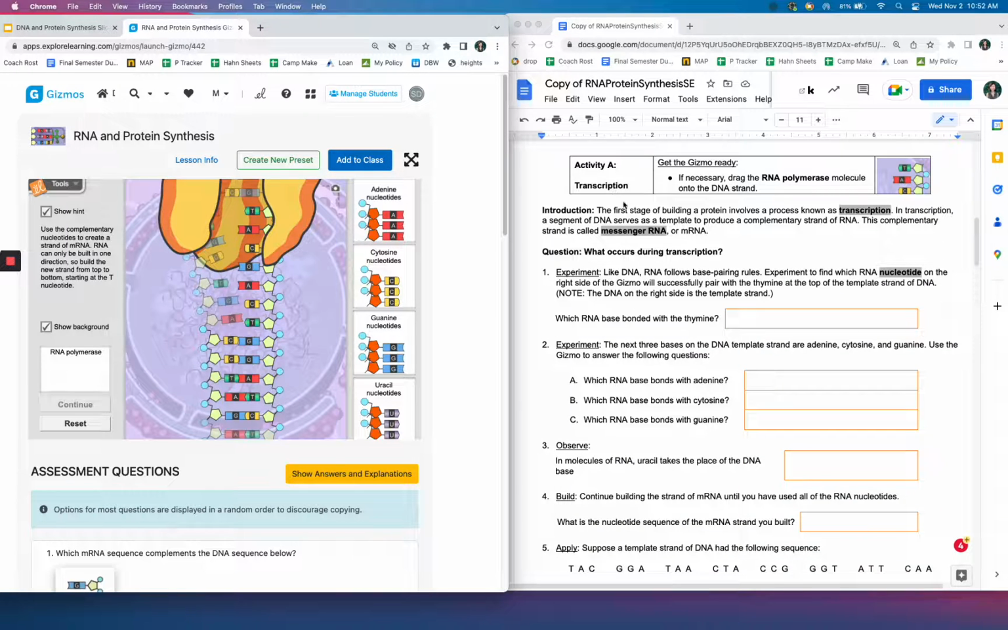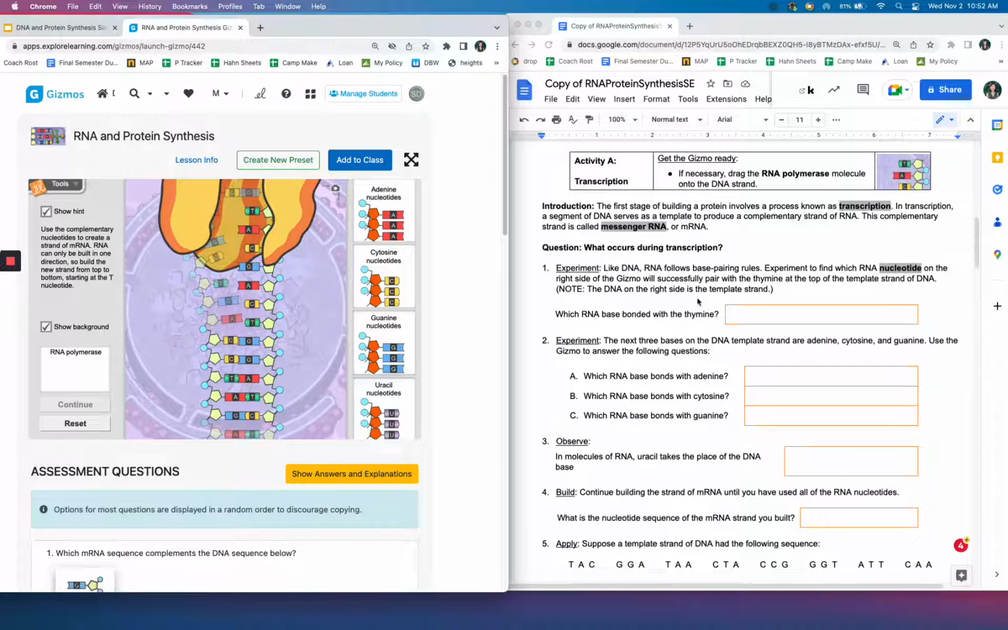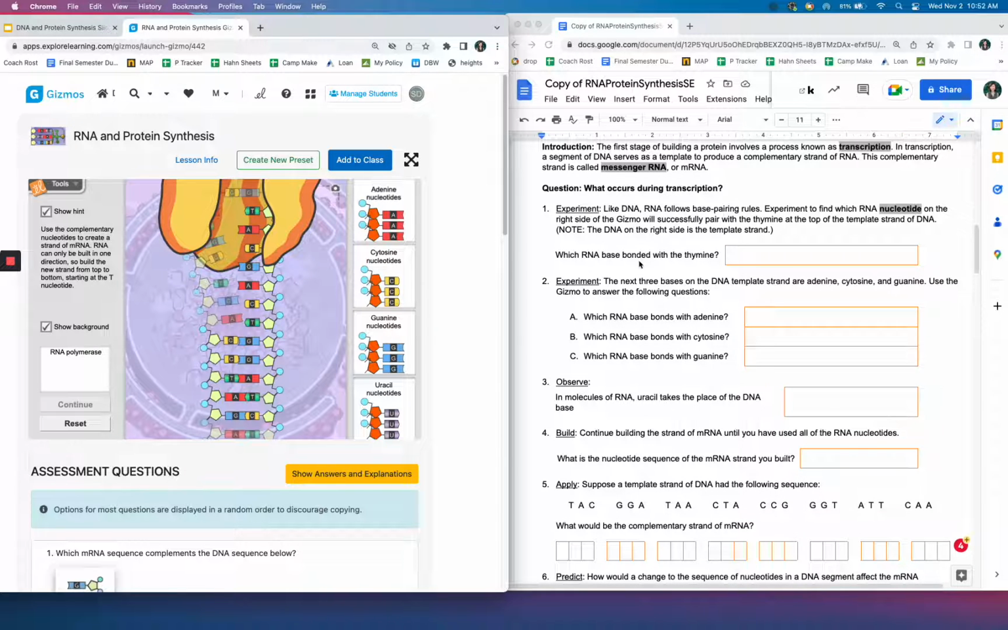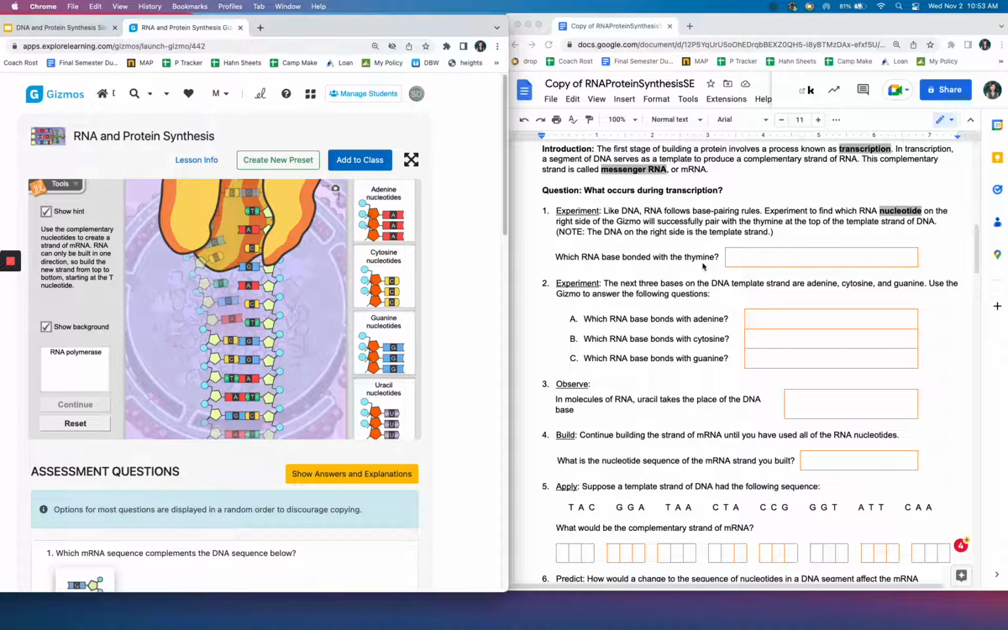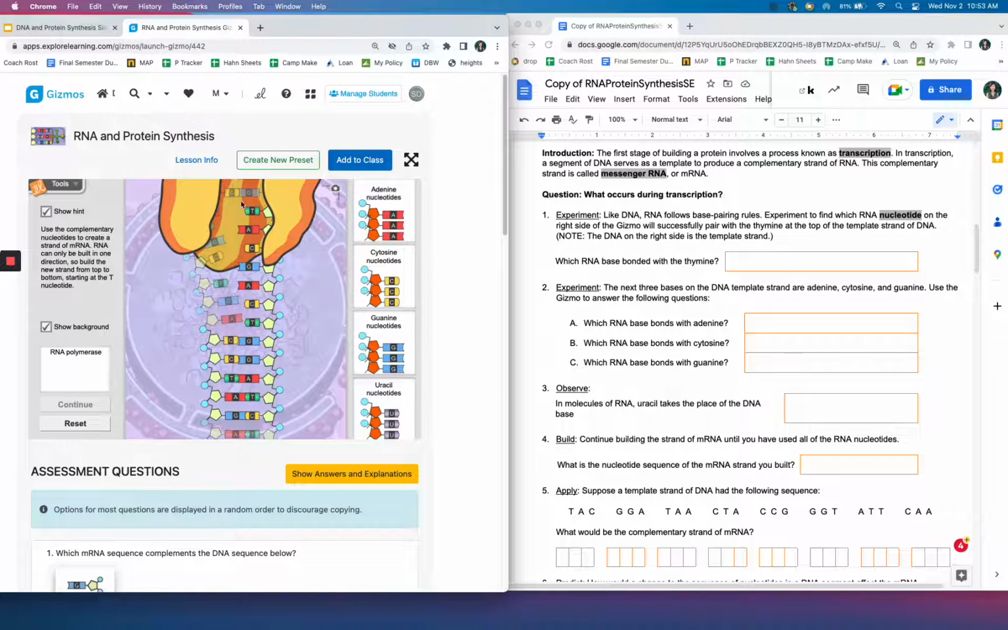All right. So activity A, it says to drag the RNA polymerase, and we've already done that. And we're going to start copying one side of the DNA. So I'm going to go ahead and start it. And here you can read about how to pair it up: what RNA base bonds with thymine. And so this is the first one we have to pair up. And if you look at the shapes, you can sort of figure out it's A. And from your notes, you should know that A and T bond.